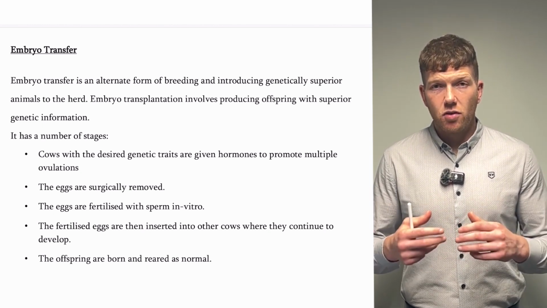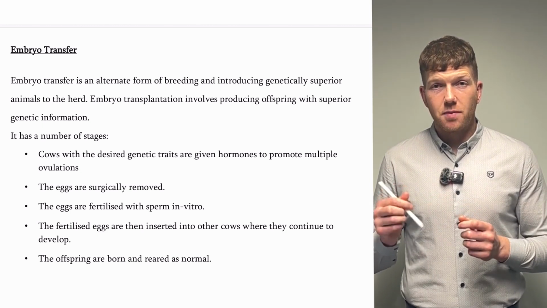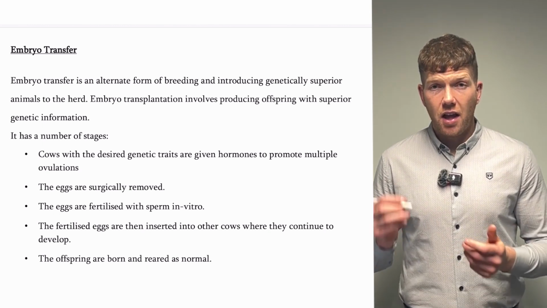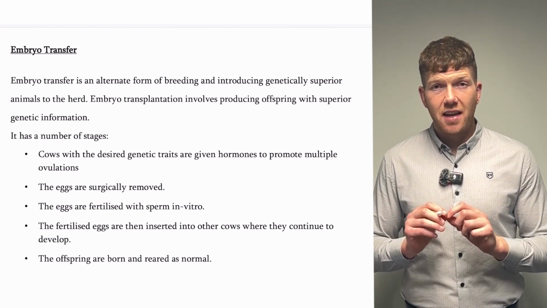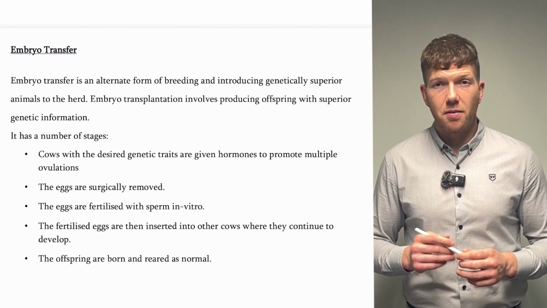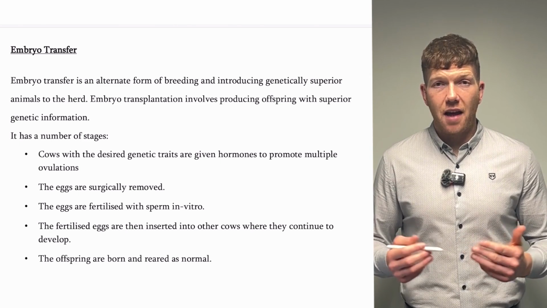Okay, loads of eggs are produced, those eggs are actually taken out of the superior cow, and what happens is they're fertilized by a superior bull in a petri dish, so in vitro, it's kind of like IVF. And what happens is those eggs then are placed into cows who are not as genetically superior, so poor EBIs, and they're growing a really good calf as a result.